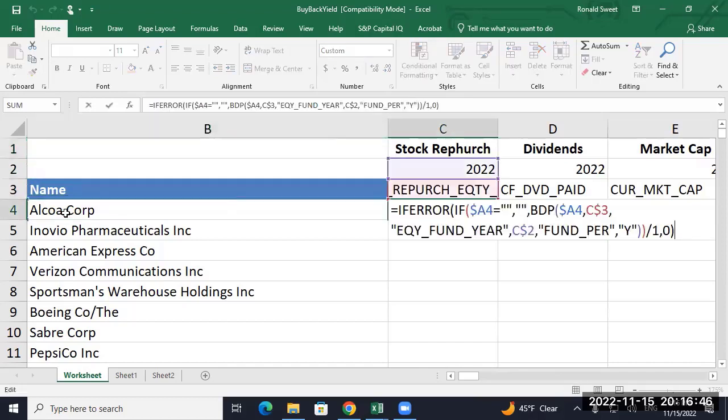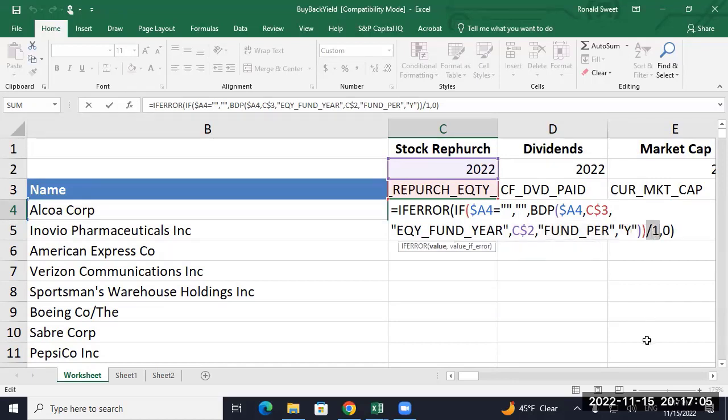Here's the Bloomberg function. Y'all know that function. So BDP, the ticker, the account, I want year. So I tell it I want year. There's the year. Then you want an annual. And why did I divide by 1?